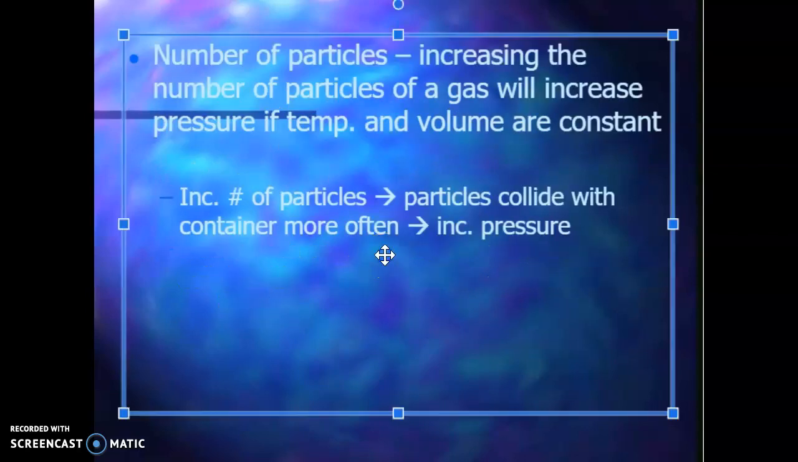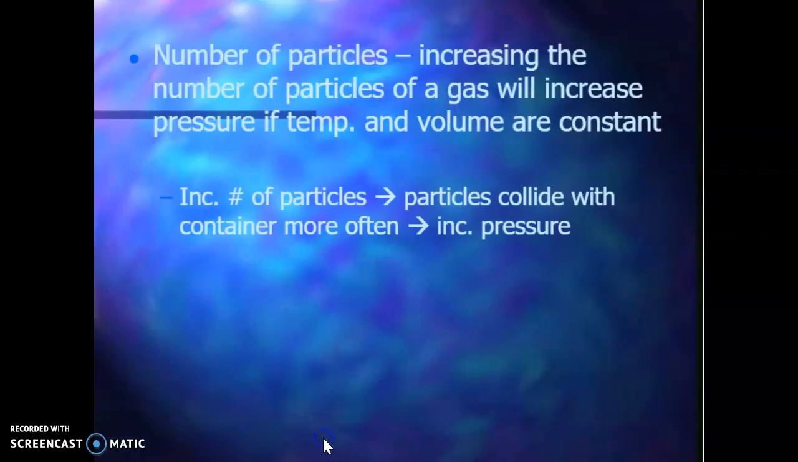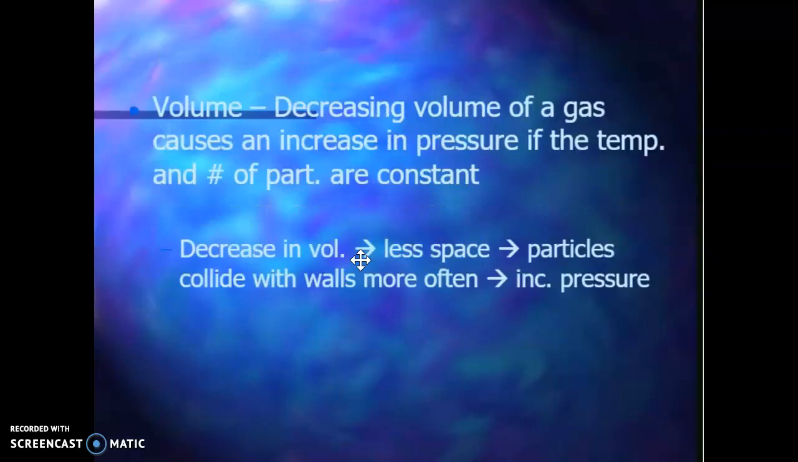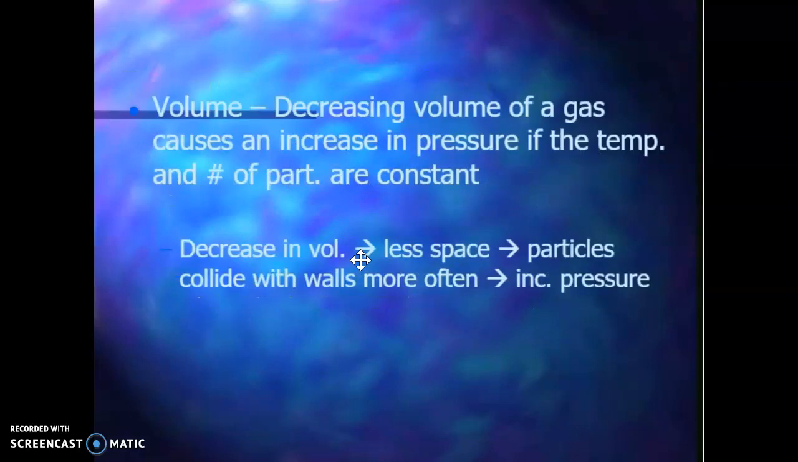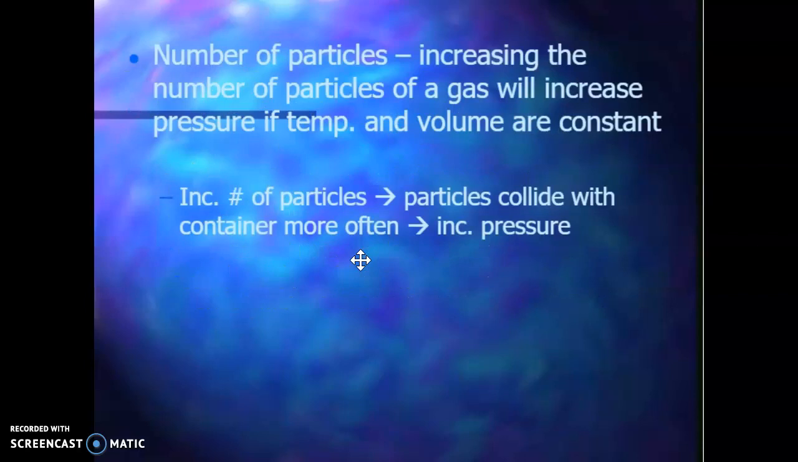The last will be the number of particles. Obviously, the more particles you have, the more often those particles will collide. If you have fewer particles of gas, they're going to collide against each other and the walls less often. So if you increase the number of particles, they're going to collide with the container more often, and you're going to increase the pressure. To recap, an increase in particles will increase pressure, an increase in temperature will increase pressure, and an increase in volume is the only one that's different, which will decrease pressure. These are the three major things that you want to learn from this section.